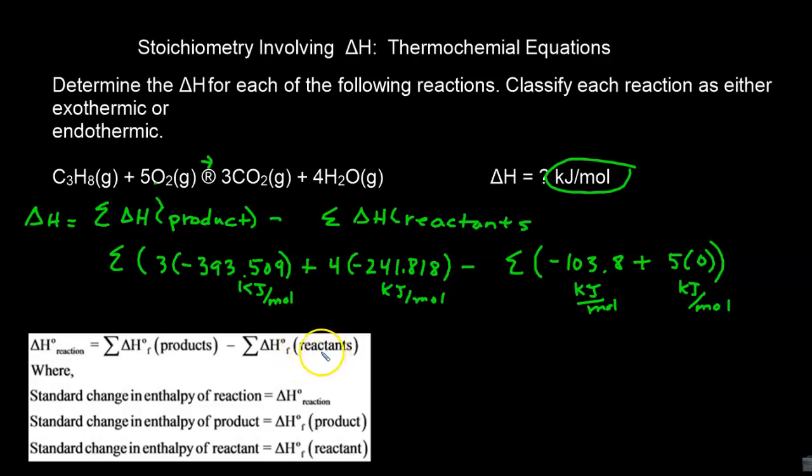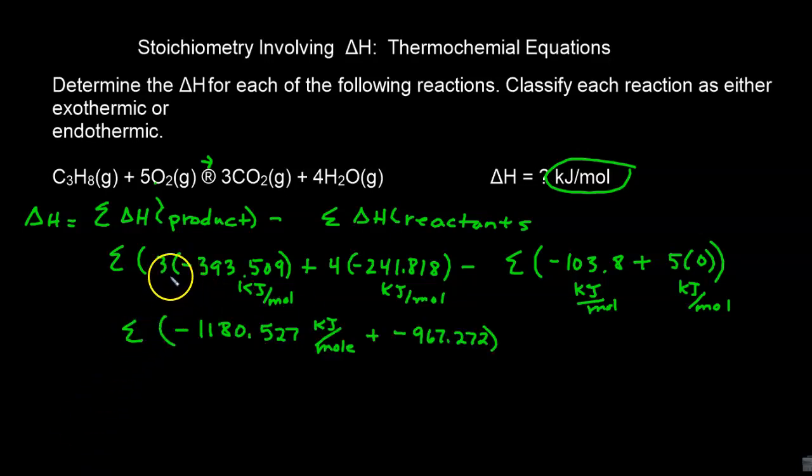Okay, so the rest of it is now just computation. So let's go through that. Okay, so I have run my first set of numbers: 3 times the negative 393.509. I've got a negative 1,180.527 kilojoules per mole, plus the 4 times the negative 241.818 is a negative 967. So again, double check my values there and make sure that is correct.